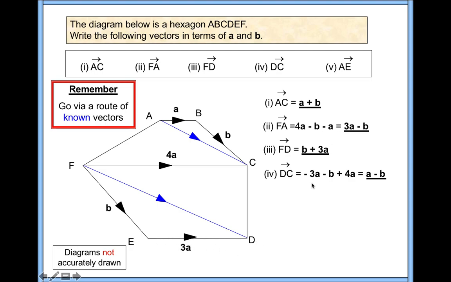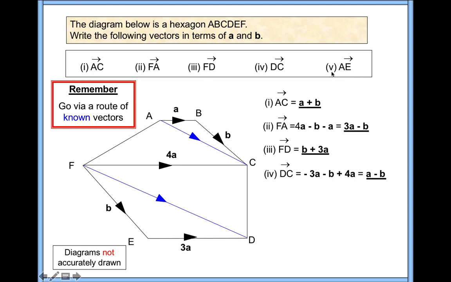Okay, so negative 3A plus 4A, you will get A, minus B. Here group the like terms: negative 3A and positive 4A are the like terms. So negative 3A and positive 4A you will get A. Just apply the rule of integers for addition and subtraction of integers.